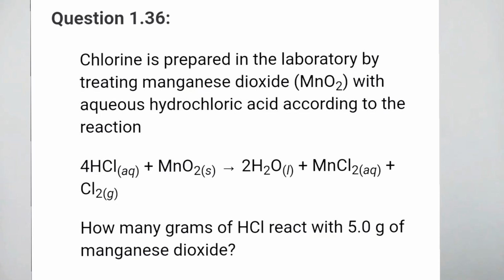Question number 36 says, chlorine is prepared in the laboratory by treating manganese dioxide, that is MnO2, with aqueous hydrochloric acid according to the reaction. And then we are given a balanced chemical equation wherein 4HCl react with MnO2 giving us 2H2O plus MnCl2 plus Cl2. And now the question is to calculate how many grams of HCl react with 5 gram of manganese dioxide. And then the atomic mass of manganese is given as 55 atomic mass unit.